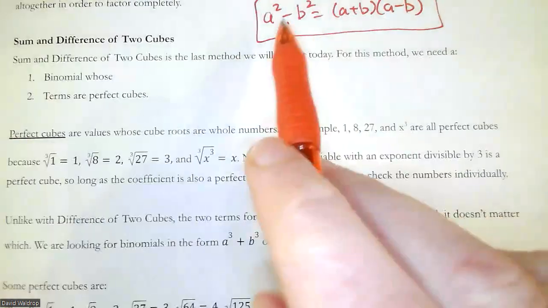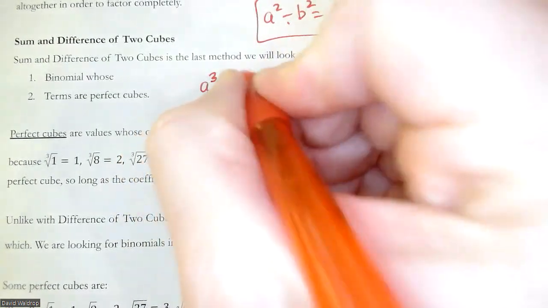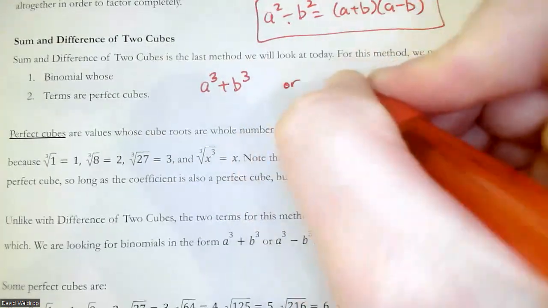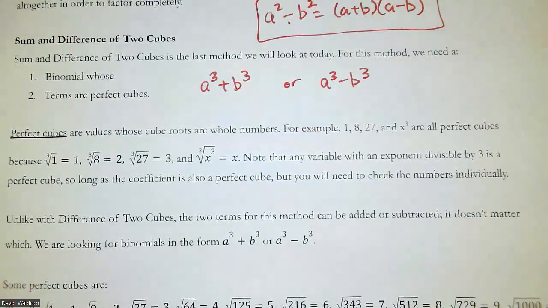It has to be two terms, just like these, and it could add or subtract. It could be perfect cubes. So it could be in the form a cubed plus b cubed, or a cubed minus b cubed. Okay.